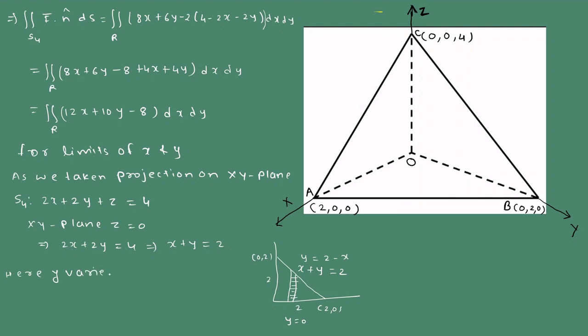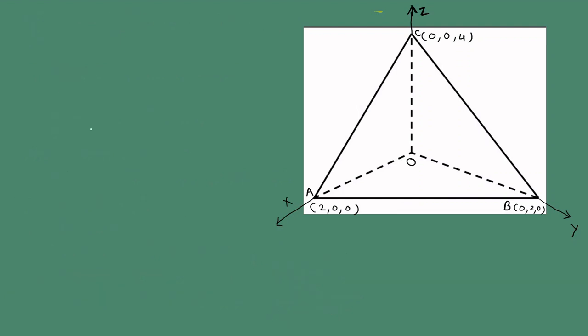y varies from y equals 0 to y equals 2 minus x, and x varies from x equals 0 to x equals 2, because this vertical strip moves from this point 0, 0 to 2, 0. So x varies from 0 to 2, right? So therefore we got the limits for x and y, right? So the double integration over S4 of F bar dot n cap dS, y equals 0 to 2 minus x, and x equals 0 to 2.